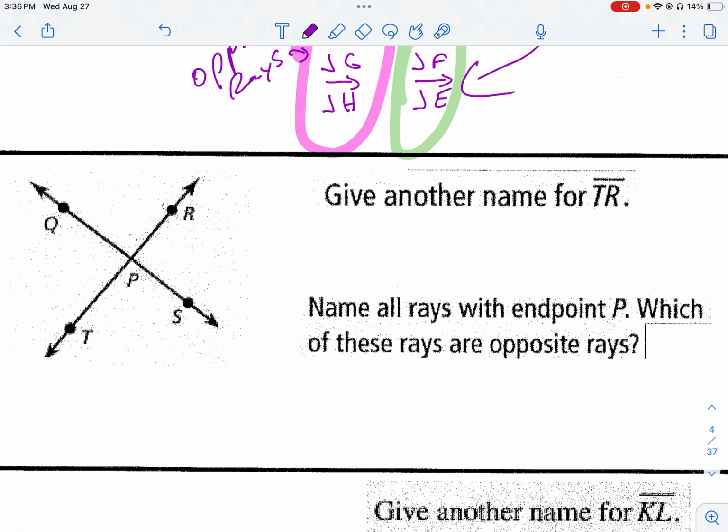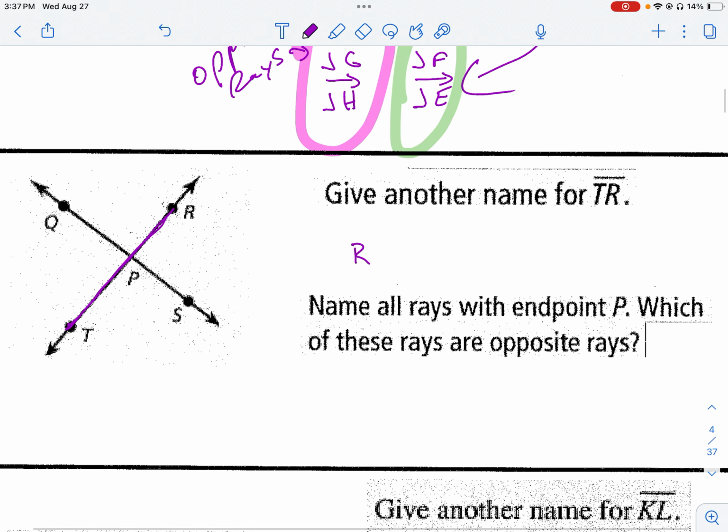Go ahead and give this next one a try, pause the video, and then we'll look and see how you did. All right, let's look at another name for TR right here. So TR is going to be segment RT, because it doesn't matter which direction we're going.